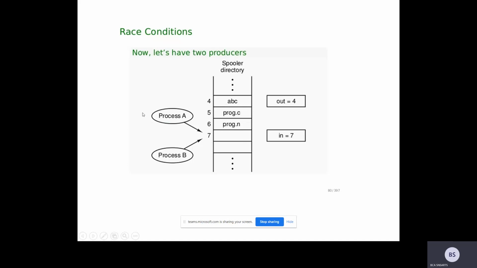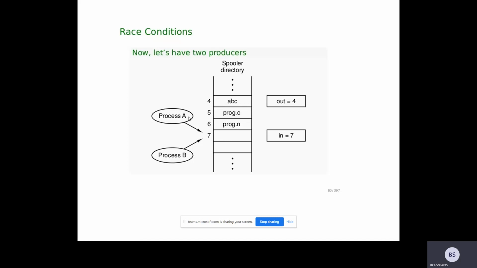But according to process A, the next free slot is 7. After some time, process A comes back to the work. It rewrites process B's file. So process B will be waiting for the files to be printed, waiting for the output. That will never happen. This is called a race condition, because the data written by B is overwritten by process A. So this is what this condition is called, a race condition. Process A checks the in variable before updating the in variable. Process B also checks and writes something, and A also overwrites something. Okay. So what happens is B will be waiting for the output that will never come. This is what is called a race condition.